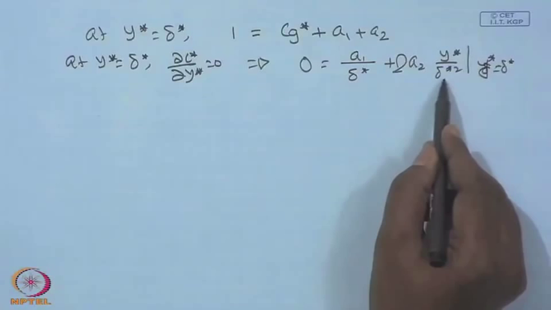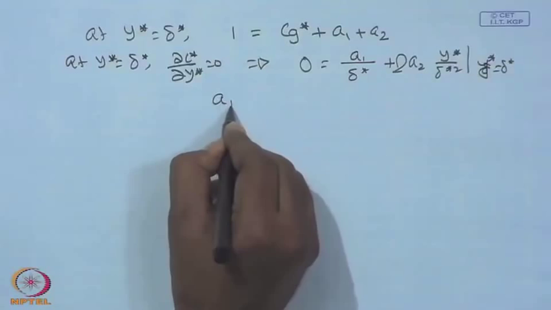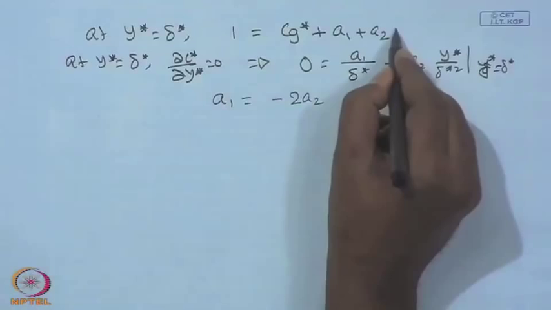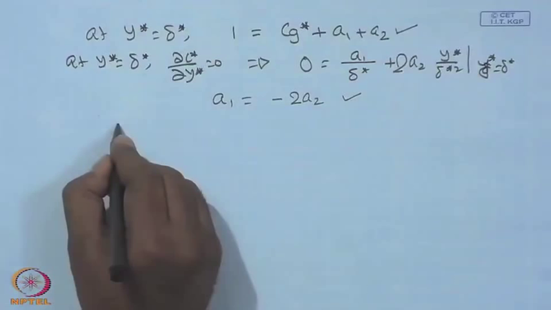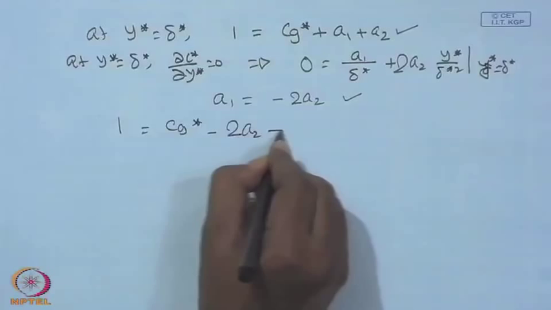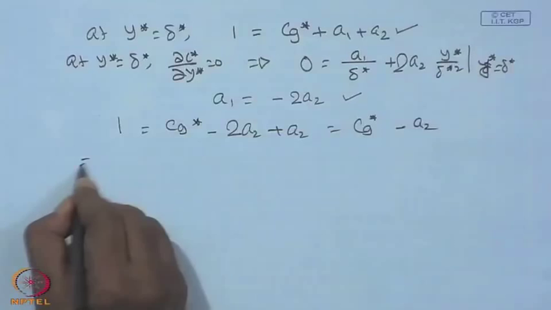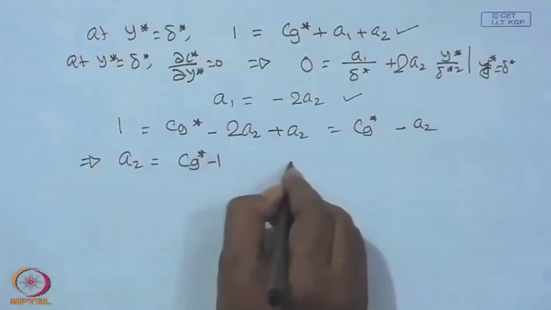So, one delta star will cancel from the denominator, and A 1 becomes minus 2 A 2. Now, we combine these two boundary conditions and get A 1 and A 2. So, we get 1 is equal to Cg star minus 2 A 2 plus A 2, which is Cg star minus A 2. Therefore, A 2 becomes Cg star minus 1, and A 1 becomes minus 2 times Cg star minus 1.